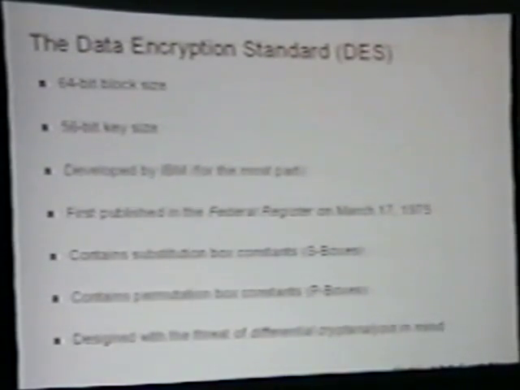The Data Encryption Standard was developed by IBM. It was published in 1975. Here are some specifics about DES. It has a 64-bit block size and a 56-bit key size. It was published in the Federal Register in '75. It contains what are called substitution box constants, and it also contains permutation box constants. It was designed with the threat of differential cryptanalysis in mind at IBM. And even today, the design criterion for the S-boxes in DES is still not completely known.